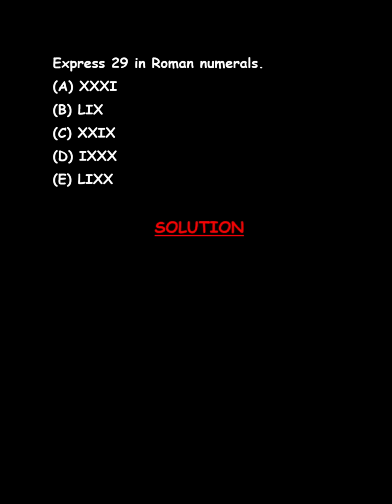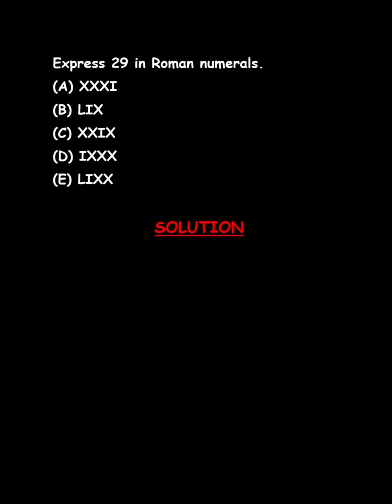Express 29 in Roman numerals. A. XXXI. B. LIX. C. XXIX. D. IXXX. E. LIXX.